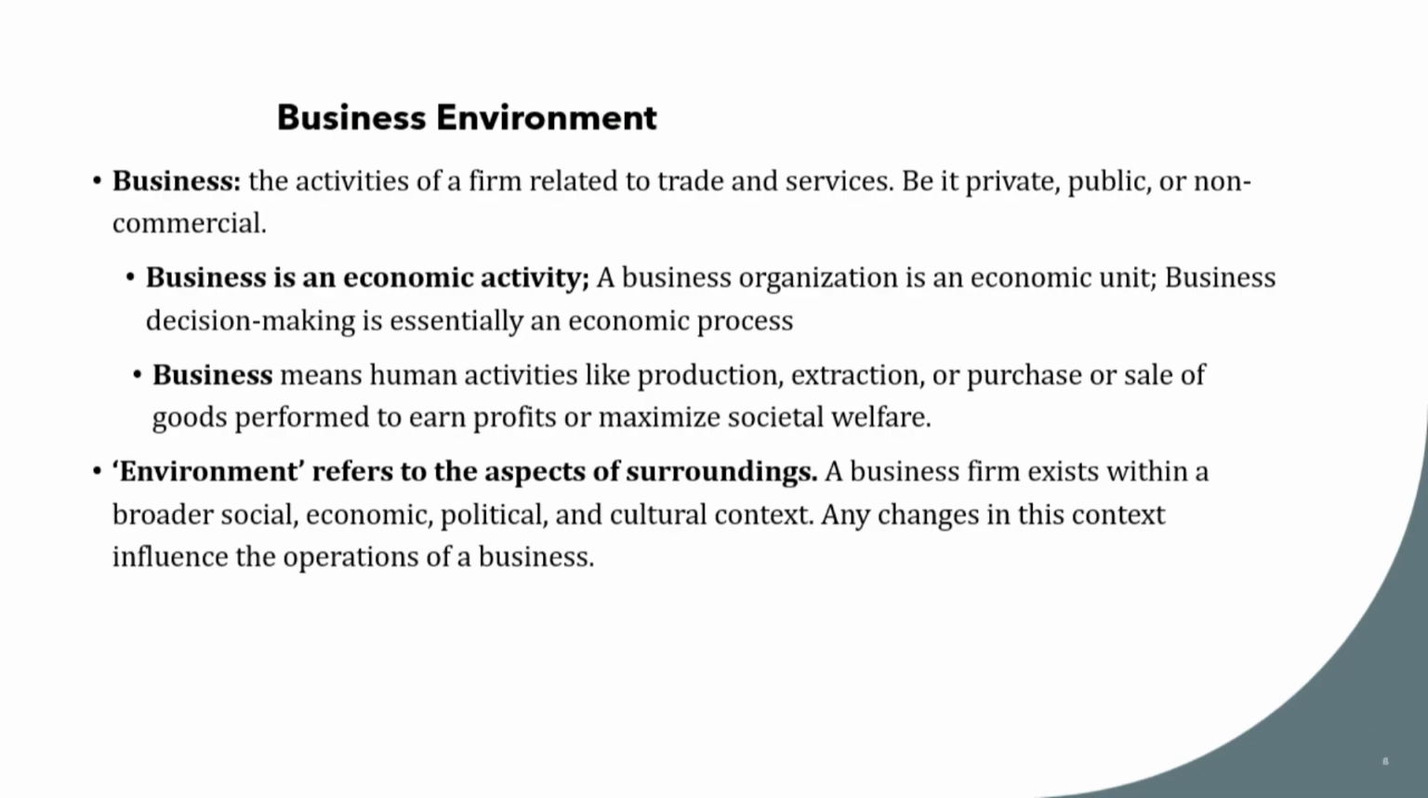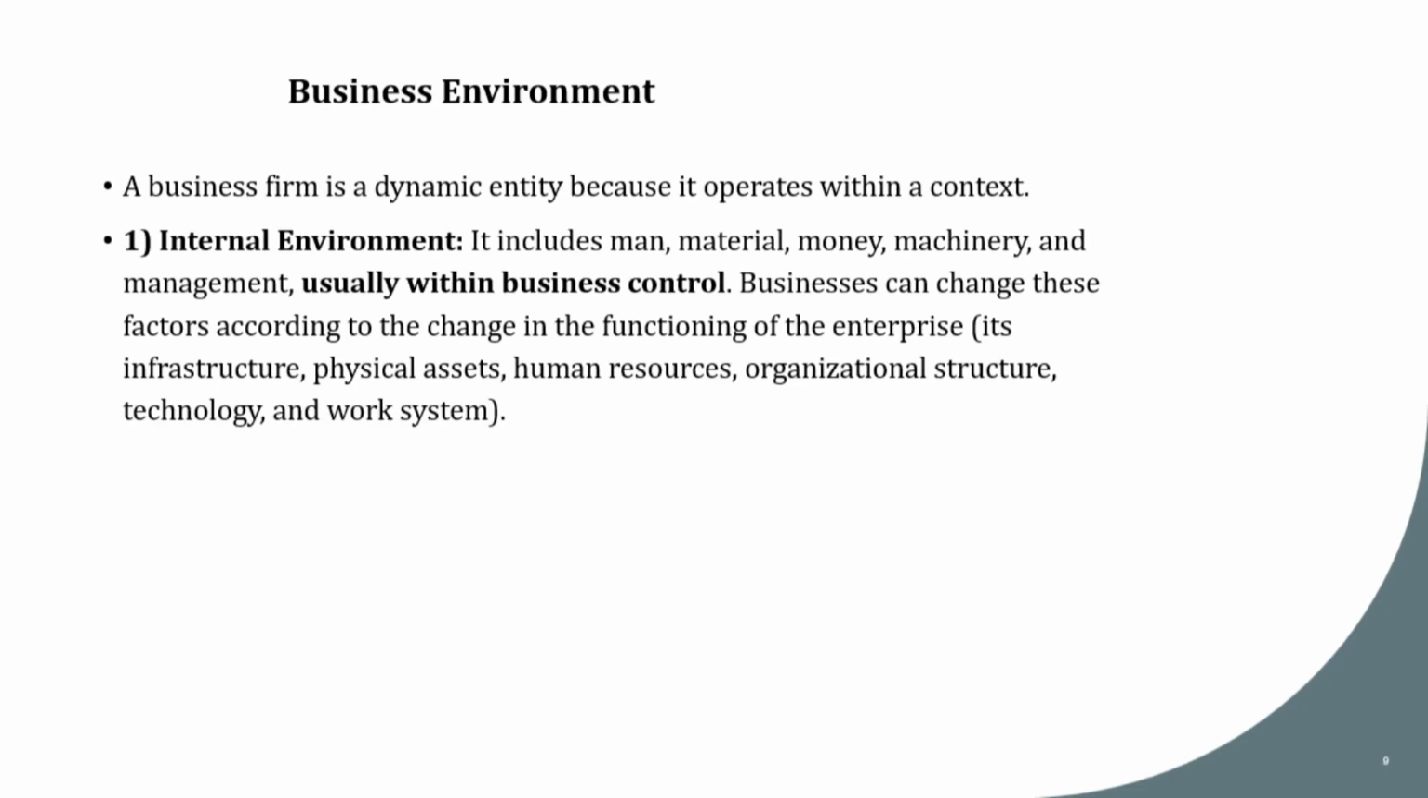So then coming to the second component, that is the environment. It refers to the aspects of surroundings. So a business firm exists within a broader social, economic, political, and cultural context. Any changes in this context influence the operation of a business. Since we started with a very basic definition, a business firm is a dynamic entity because it operates within a context.